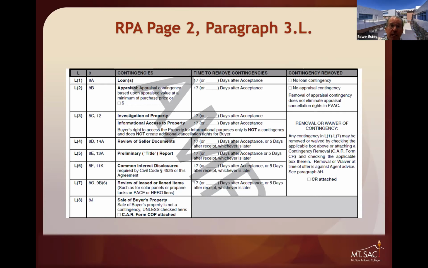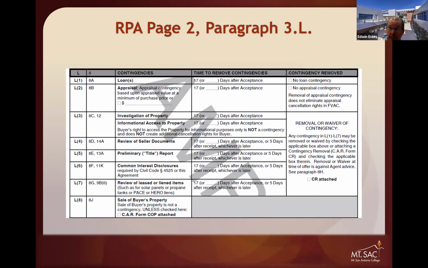The loan contingency, the appraisal contingency are independent of each other. So what is the loan contingency? Essentially, the buyer's credit or the buyer's income is not sufficient for them to get a loan. That's the loan contingency. What's the appraisal contingency? The property is not worth what is being offered for it. That's the appraisal contingency.